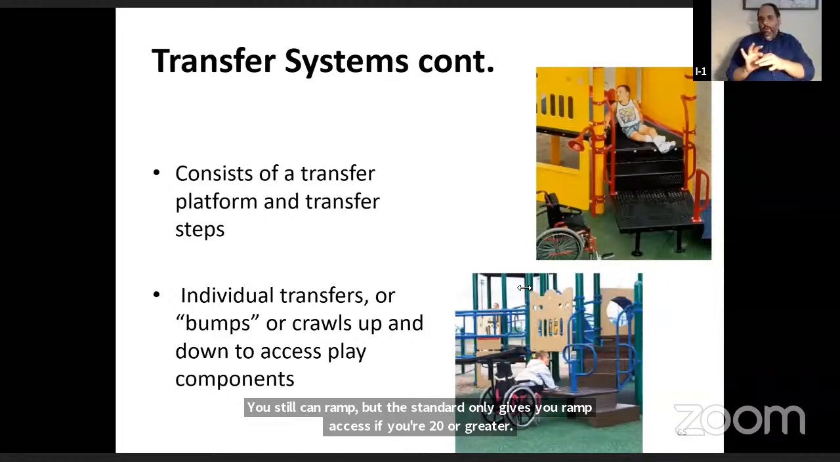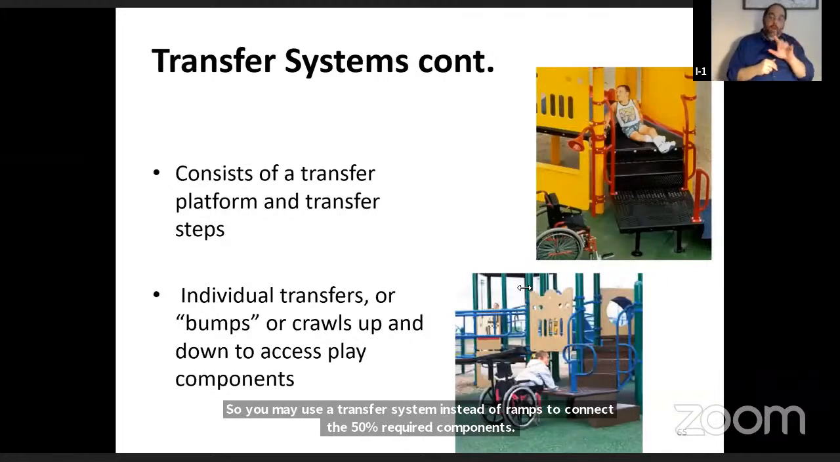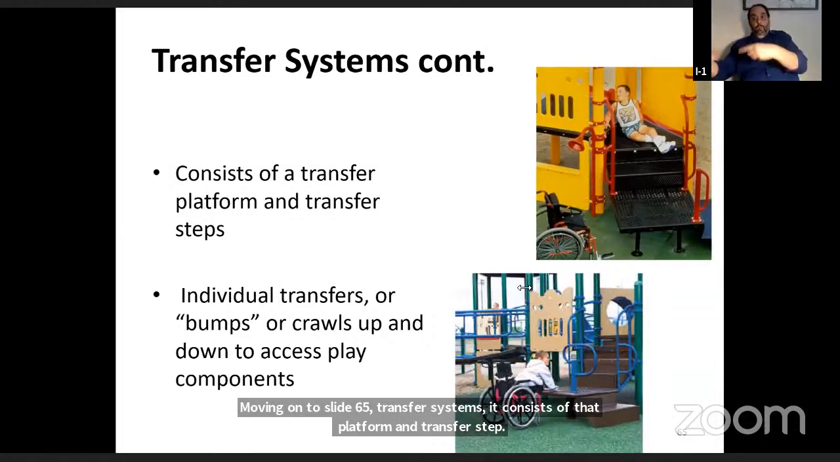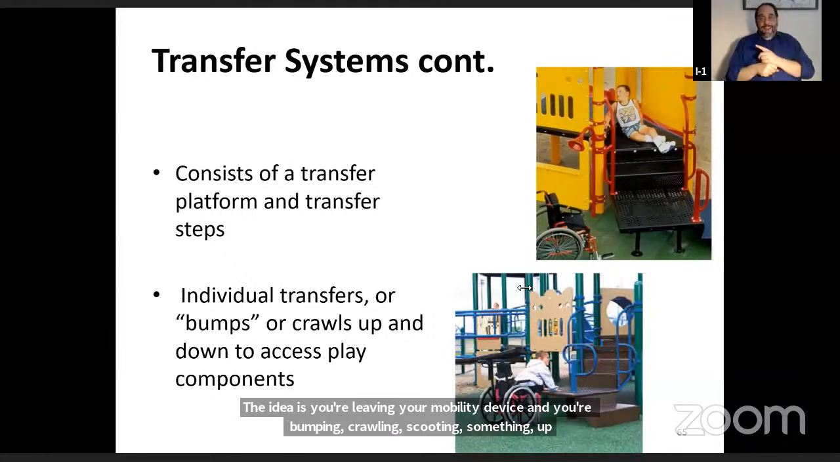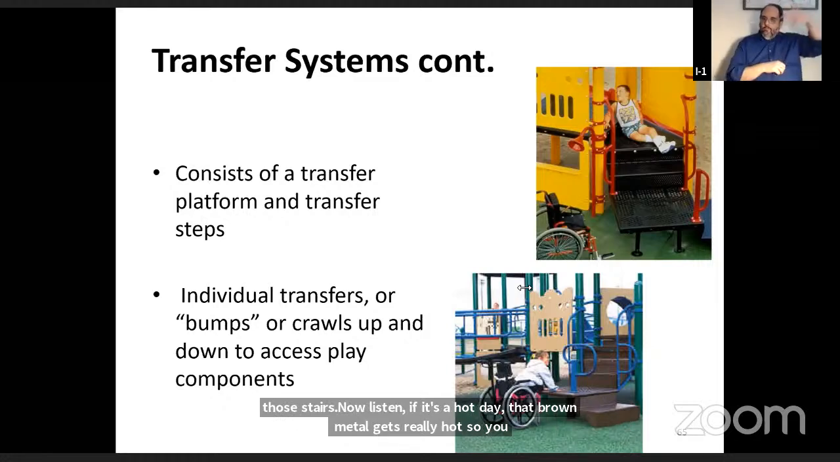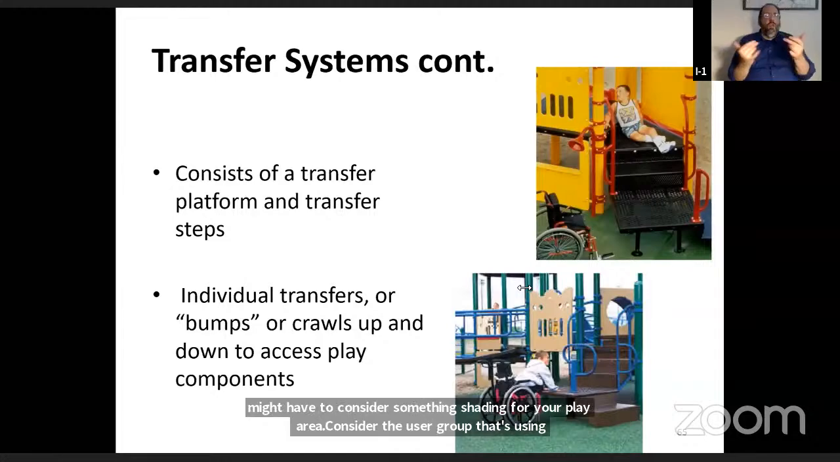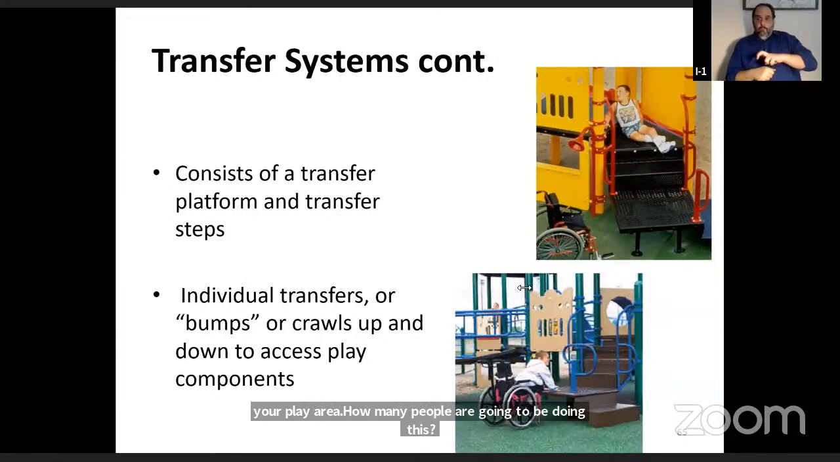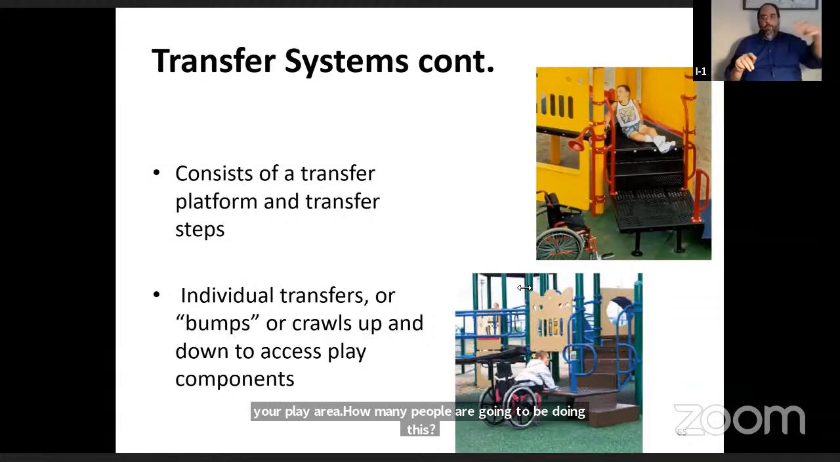Moving on to slide 65, transfer systems. It consists of that platform and transfer step. The idea here is you're leaving your mobility device and you're bumping, crawling, scooting something up those stairs. Now listen, if it's a really hot day, that brown metal gets really hot. So you might have to consider something shading for your play area. Consider the user group that's using your play area. How many people are going to be doing this? Imagine scooting like the child in the upper right-hand picture, and you have a whole bunch of kids still running up and down the thing. It can become very challenging.